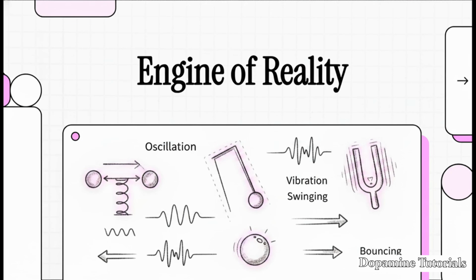Today we're unpacking the physics of back and forth motion, and we're going to see how it silently rules the physical world all around us. Have you ever actually stopped to think about why things vibrate, swing, or bounce the way they do? Well, today we are tearing down this invisible engine of reality, oscillation, to show you exactly how it all works.